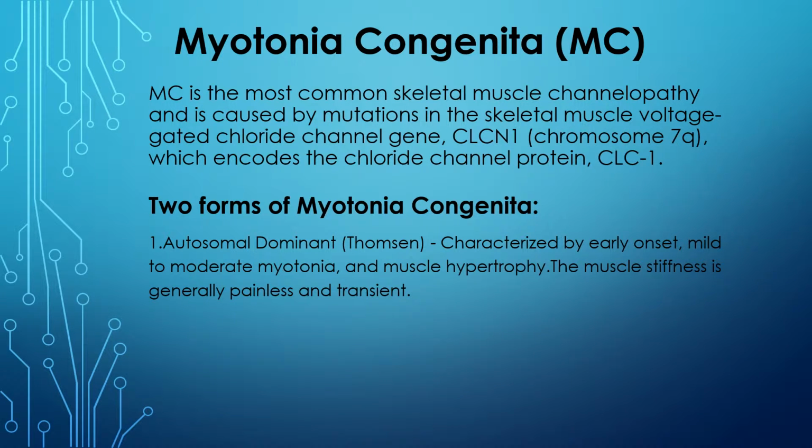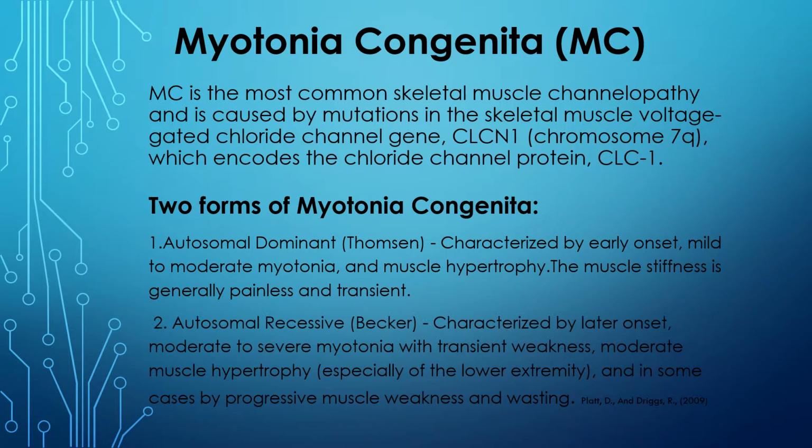First is the autosomal dominant, or Thomsen, characterized by early onset, mild to moderate myotonia, and muscle hypertrophy. The muscle stiffness is generally painless and transient, whereas the autosomal recessive, or Becker, is characterized by later onset, moderate to severe myotonia with transient weakness, moderate muscle hypertrophy, especially of the lower extremity, and in some cases by progressive muscle weakness and wasting.